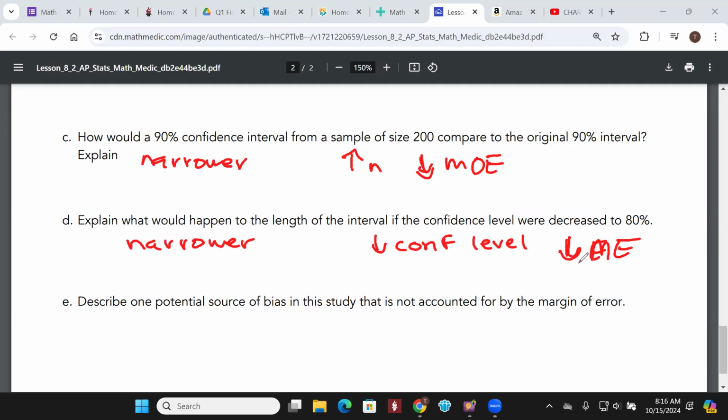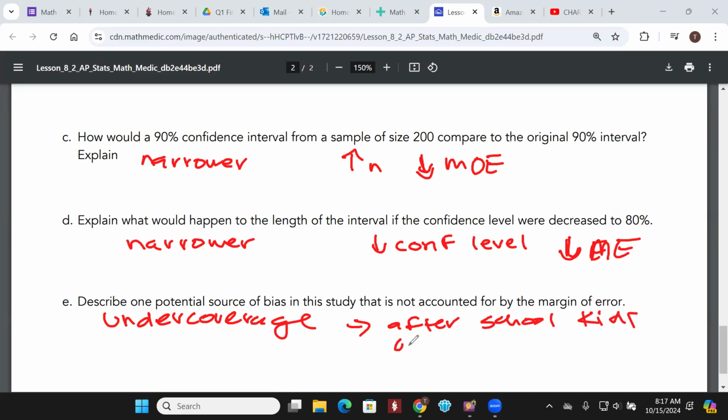All right, here's the problem. Describe one potential source of bias in this study. What kind of bias is that? Under coverage. Under coverage. Okay? Under coverage, because we talked about the after school kiddos are probably athletes. Okay?